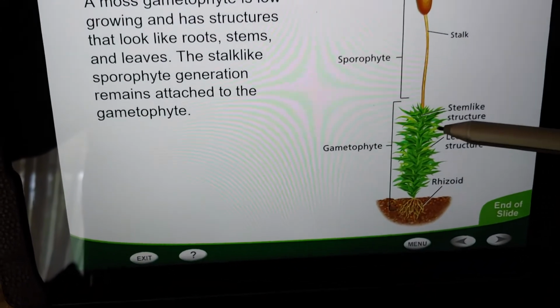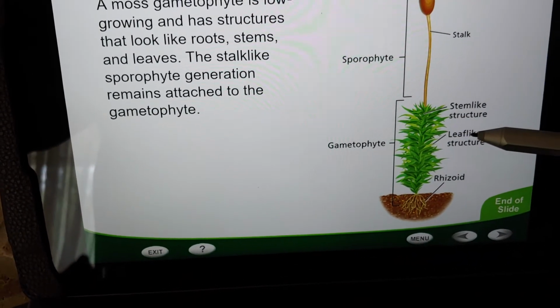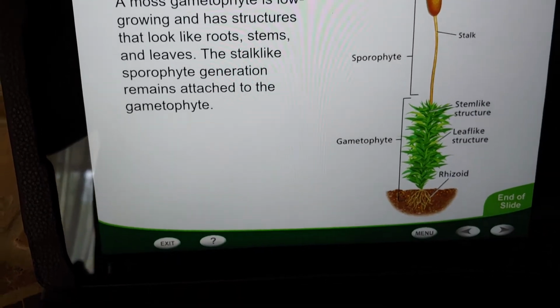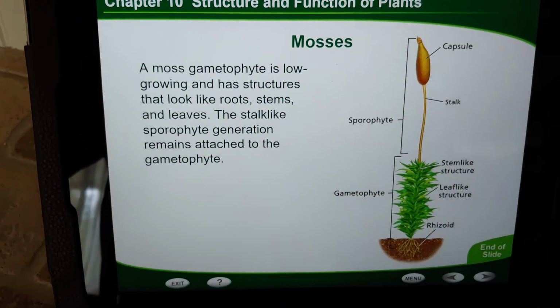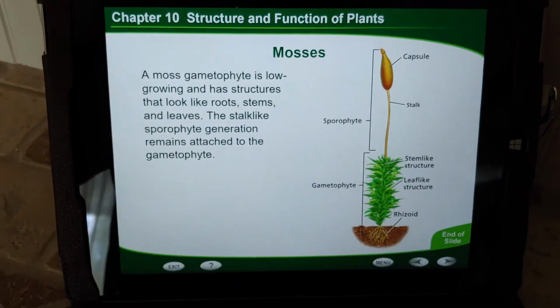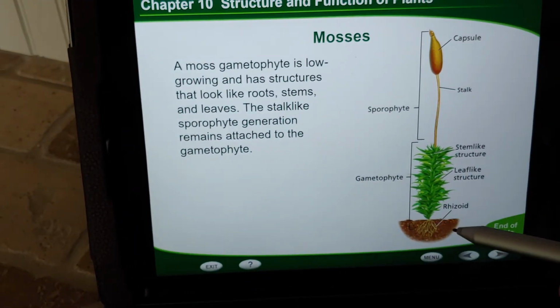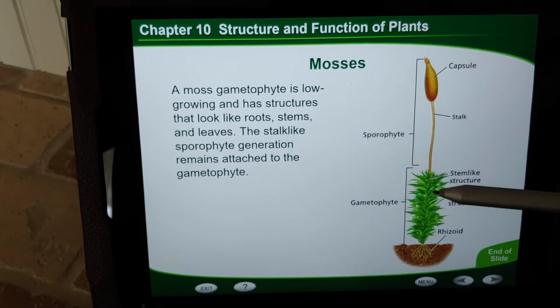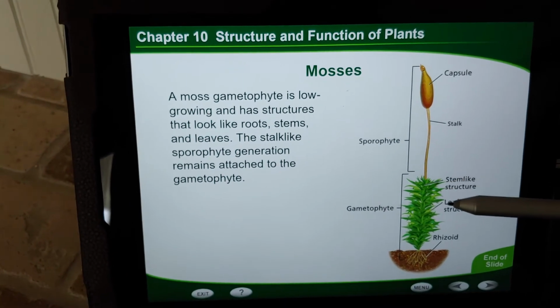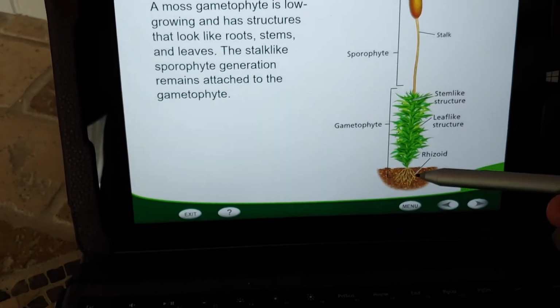Now these are not leaves or stems. It's a leaf-like structure and stem-like structure. In fact, these are not even roots. They're called rhizoids. You can think of this as a primitive plant. Before plants evolved to what they are now, this is what they were probably like. So modern plants have more complicated, complex stems and leaves and better roots.